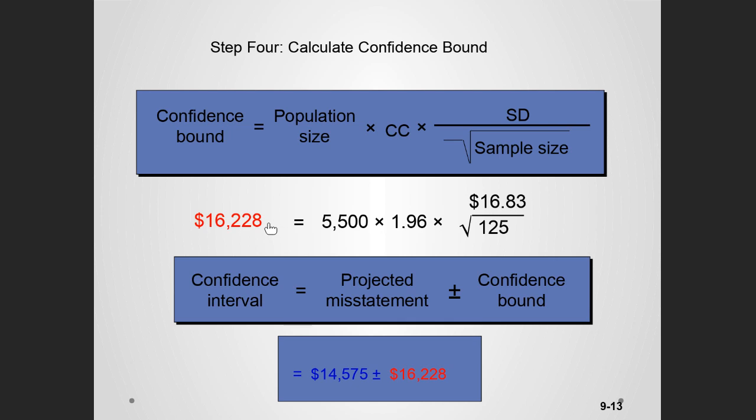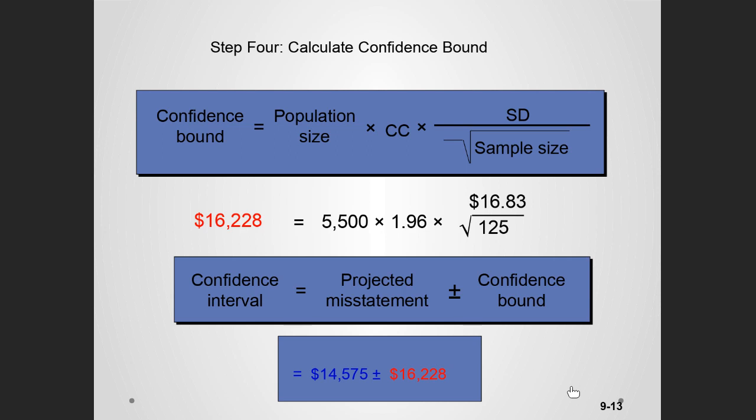The number that is called confidence bound, what do we do with this number? We're going to discuss next. That number is 16,228. All right? We take this number and we add it to our projected misstatement and we subtract it from our projected misstatement. So do the calculation first, add it to the projected misstatement.